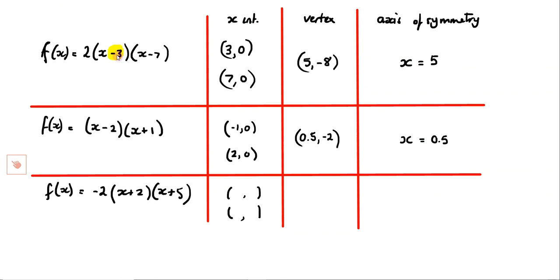So look, we've got negative 3, 3. We've got negative 7, 7. We've got negative 2, 2. We've got positive 1, negative 1. So we've got positive 2, positive 5. So it's actually going to be negative 2, 0 and negative 5, 0. Okay. What about the vertex? Any way of finding the coordinates of the vertex without having to put it into our calculator?